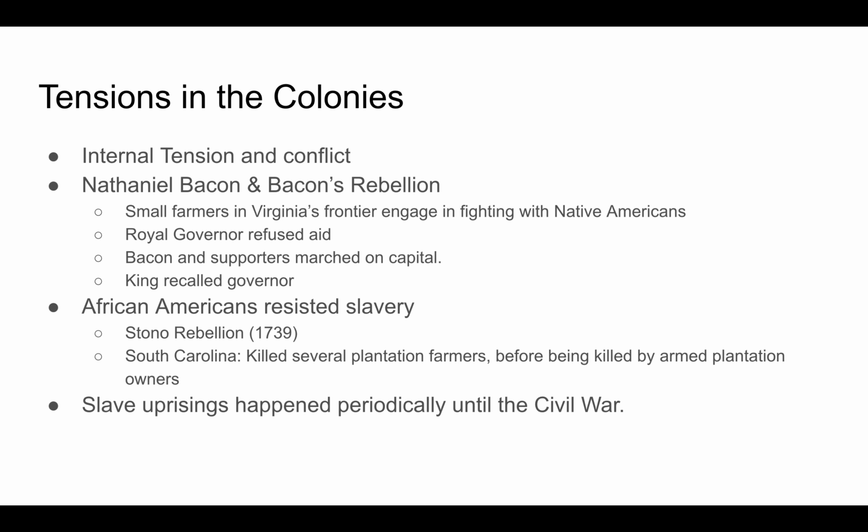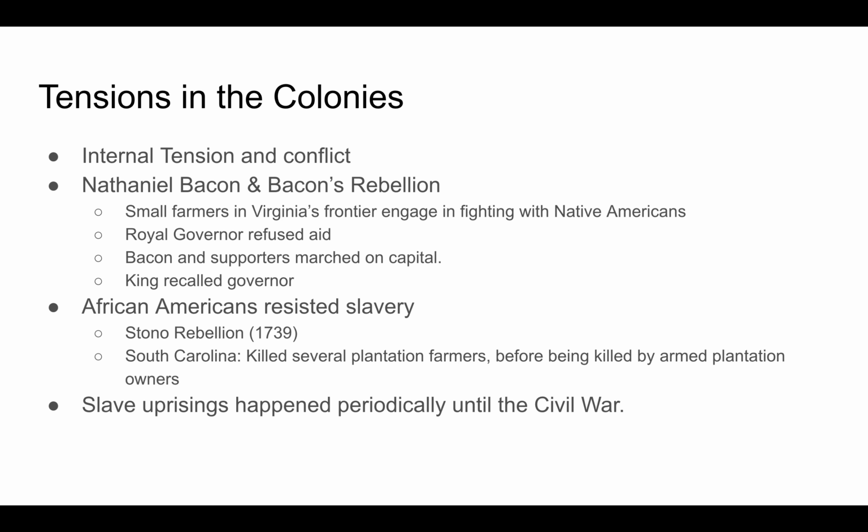On top of tensions between the colonies and the mother country of England, there's also internal tension. One of the most famous examples is in Virginia, caused by a man named Nathaniel Bacon, and it's known as Bacon's Rebellion. It was a group of small farm owners, not large plantations, who began fighting with Native Americans over land. They pleaded to the royal governor of Virginia for help, and he actually refused to give aid to these small farmers on the frontier.